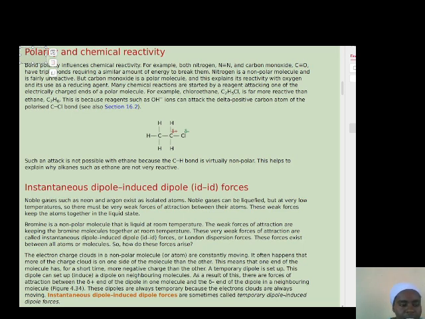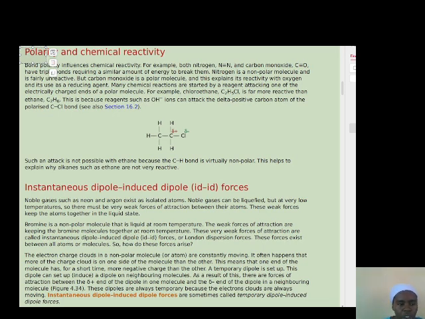The instantaneous dipole induced dipole forces are present in gases, for example the noble gases, neon and argon. Some of them are liquefied, but only at very low temperatures. That means there are weak forces of attraction between the atoms, and these weak forces normally keep the atoms together in the liquid state. For example, bromine is a non-polar molecule, and it is normally a liquid at room temperature. It has weak forces of attraction that keep the bromine molecules together.